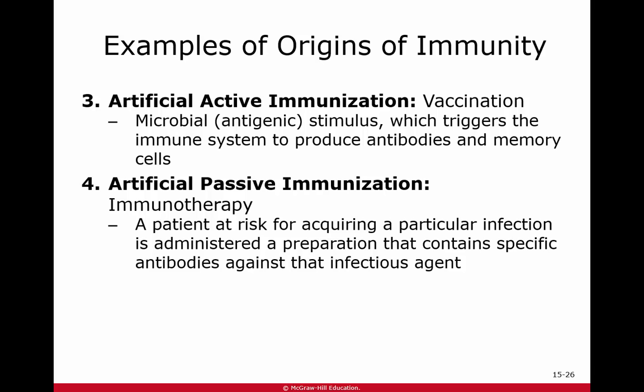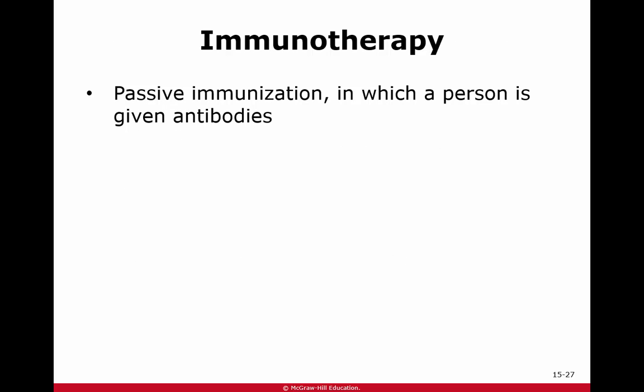Artificial active immunization is a vaccination, and it triggers an immune response with antibodies and memory cells. And artificial passive immunity is immunotherapy, where you've got a patient that's at risk for getting a particular infection, so they're given a preparation that has some antibodies in it that work against that infectious agent. So immunotherapy is a passive immunization in which you give the person the antibodies.